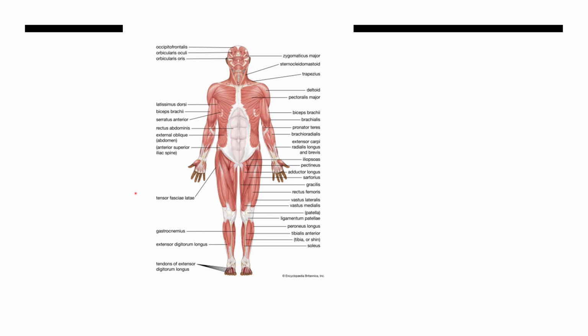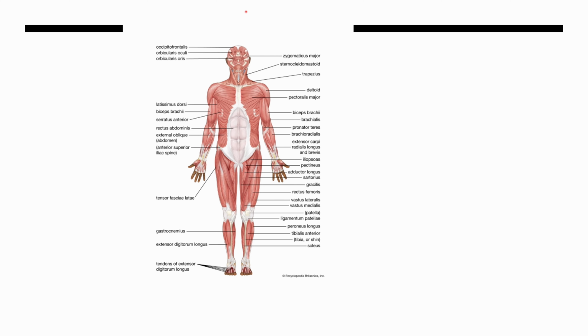So now let's look at the muscular system, the system that makes movement possible. Our body has more than 600 muscles and they do much more than just help you move. They also maintain posture, support your joints, and even help to produce heat. There are three different types of muscles: the first one is skeletal, the second one is smooth, and the third one is cardiac muscle.